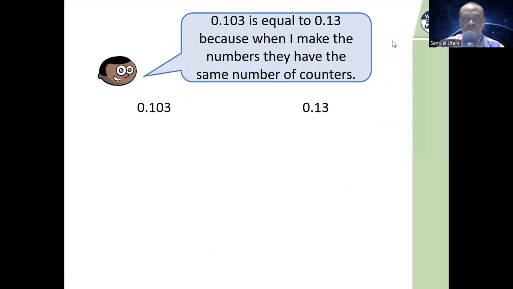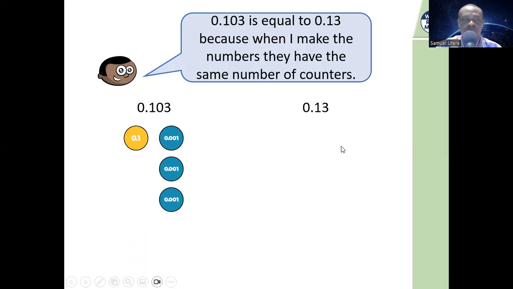Okay, let's do some new learning. Here, this gentleman said that 0.103 is equal to 0.13 because when he made the number using the place value chart and counters, he used the same counters. Do you think he's right? What's wrong or what's right? Well, this is what he could have done, and this is what he could have done as well. You can see that there are clearly 4 counters.